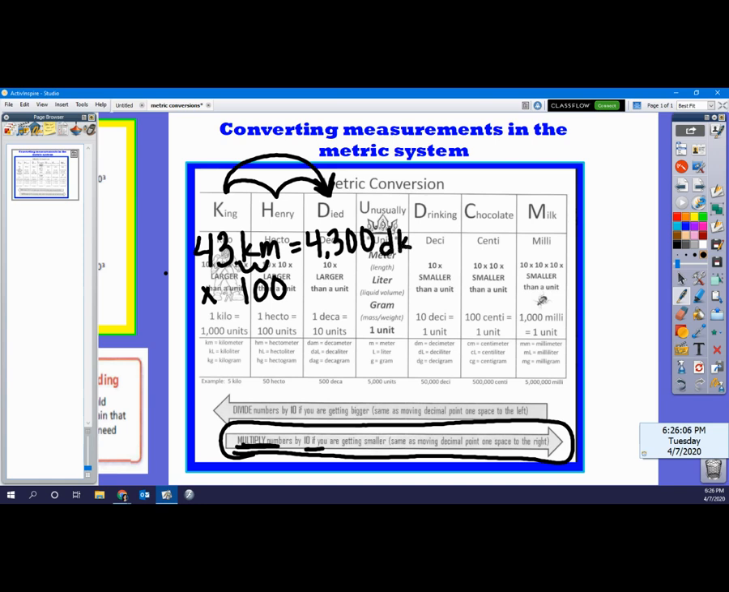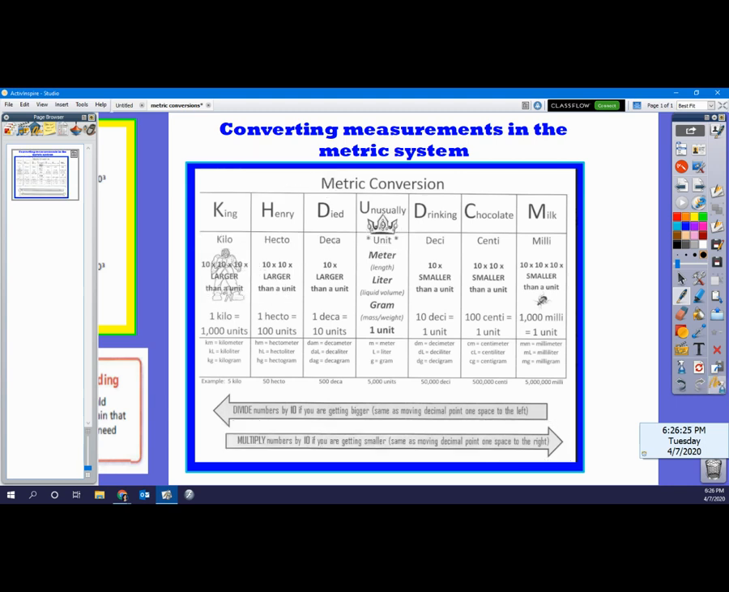This is the abbreviation that I'm using for decameters. Some people use "dkm." I don't like that because it looks like a swear word. So the other option is to put a K in there. All right, so let's try one more.